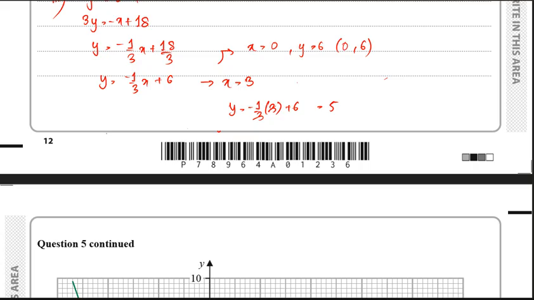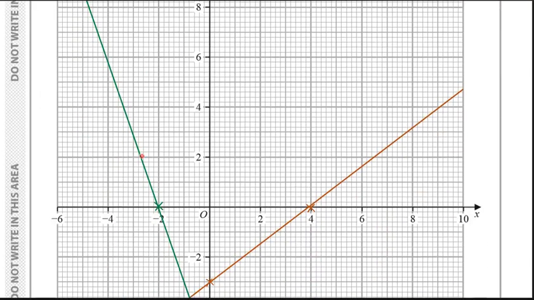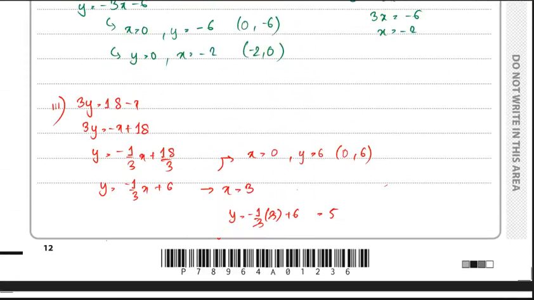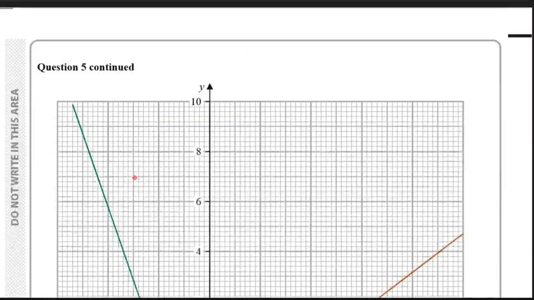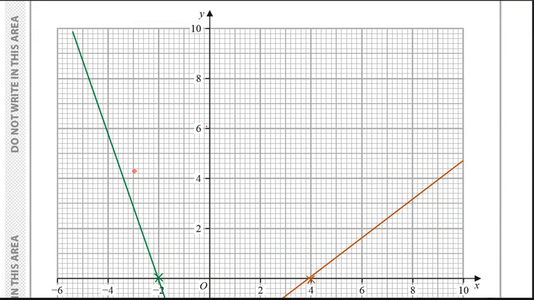You could have used any values for x and y here, given that they are within the range of the graph. So this is in the range of the graph, x equals 3 and y equals 5. So this is going to be (3, 5). So (0, 6) and (3, 5). So (0, 6) is here, and (3, 5). So the x is 3. So x is here, and 3 would be somewhere here. Sorry, so 3 is here, and 5 is somewhere here.